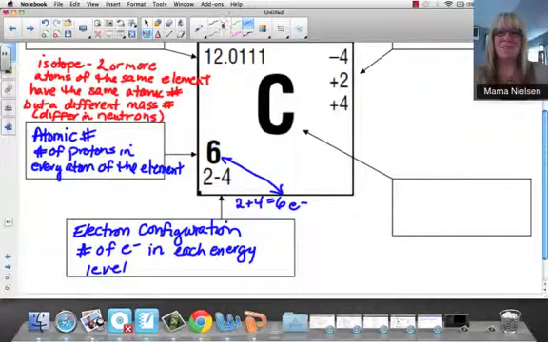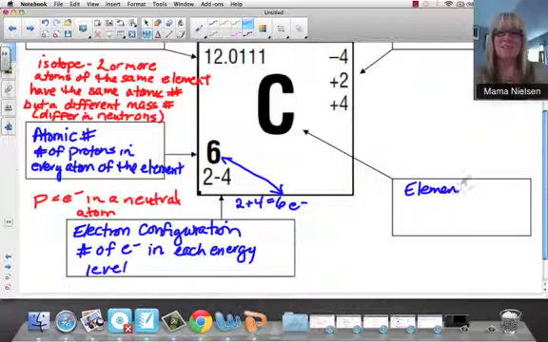And that's important, okay? Protons equal electrons in a neutral atom, because protons are positive and electrons are negative. So if you have the same amount of both, then they're neutral. This is the element symbol, and its sole purpose is to identify the element.